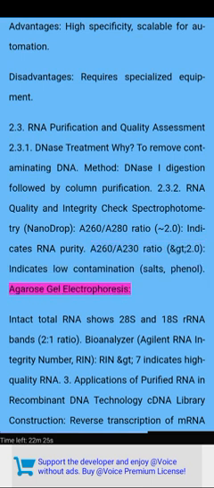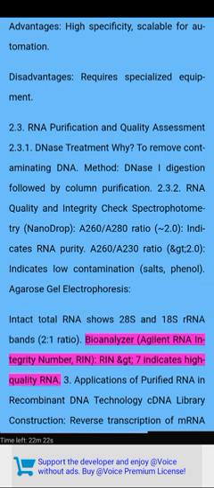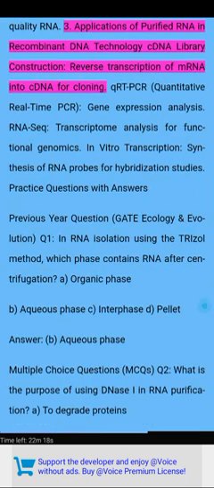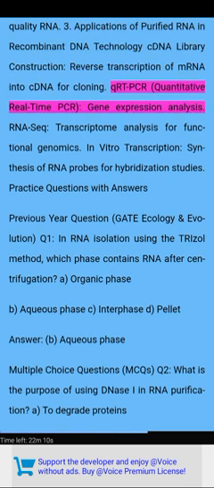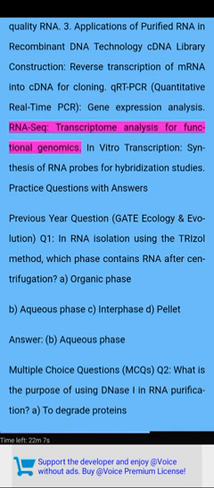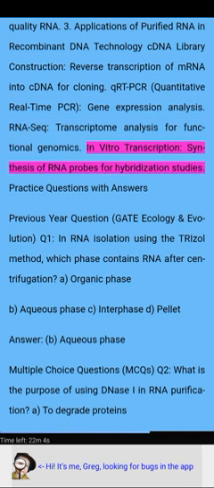Agarose gel electrophoresis: intact total RNA shows 28S and 18S rRNA bands in a 2:1 ratio. Bioanalyzer, Agilent: an RNA integrity number, RIN, greater than 7 indicates high quality RNA. 3. Applications of purified RNA in recombinant DNA technology. cDNA library construction: reverse transcription of mRNA into cDNA for cloning. qRT-PCR, quantitative real-time PCR, for gene expression analysis. RNA-seq for transcriptome analysis and functional genomics. In vitro transcription: synthesis of RNA probes for hybridization studies.